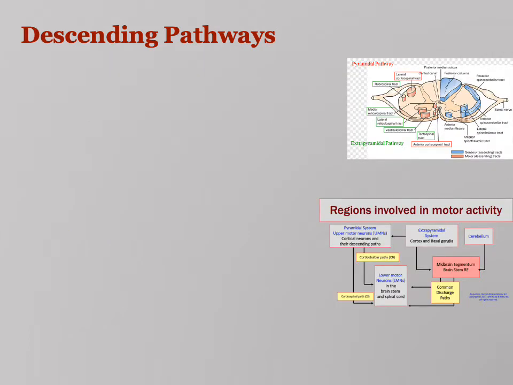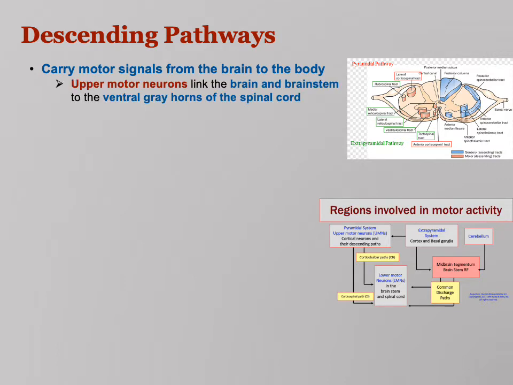So descending pathways, the opposite now, motor pathways, efferent, going down the spinal cord. They carry motor signals from the brain to the body. So upper motor neurons link the brain and brainstem to the ventral gray horns of the spinal cord. Lower motor neurons link the ventral gray horns to the skeletal muscles. So the lower motor neurons, these are the ones in your spinal nerves. These are the ones going out to make your muscles move, all right?